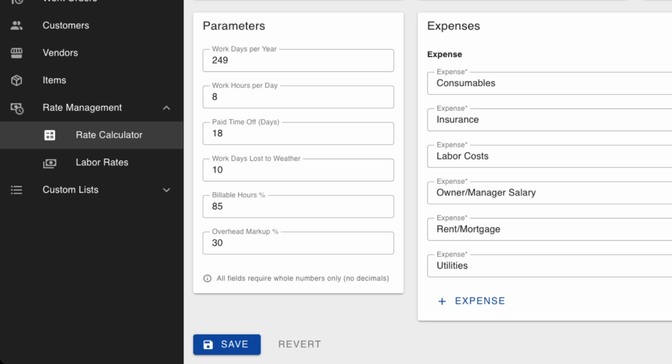Please note that this calculator is designed for small operations, and the paid time off field here is for you, the business owner or operator. For employee PTO, you need to include that in your labor expenses.